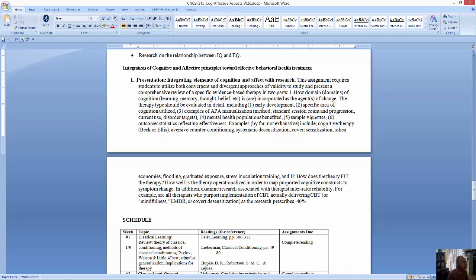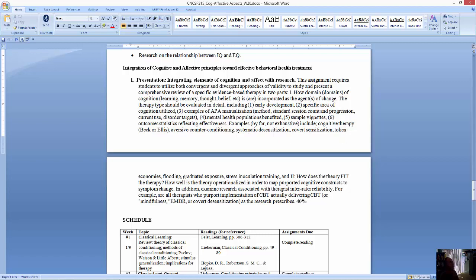So look at whatever the APA manualization is, look at the method, look at the standard session count and progression, its current use, and whatever the target disorders are. Look at the mental health populations benefited. If you can find sample vignettes, please use that, or just use one or two. If you can find, and you should be able to find, outcome statistics reflecting the effectiveness of whatever the therapy is, and then use examples.